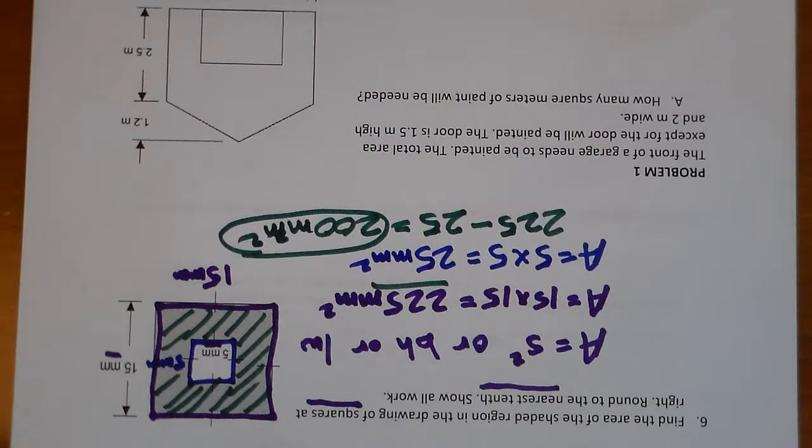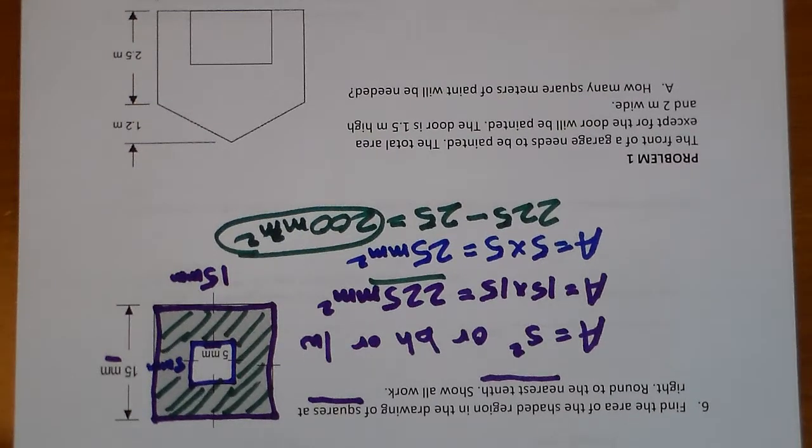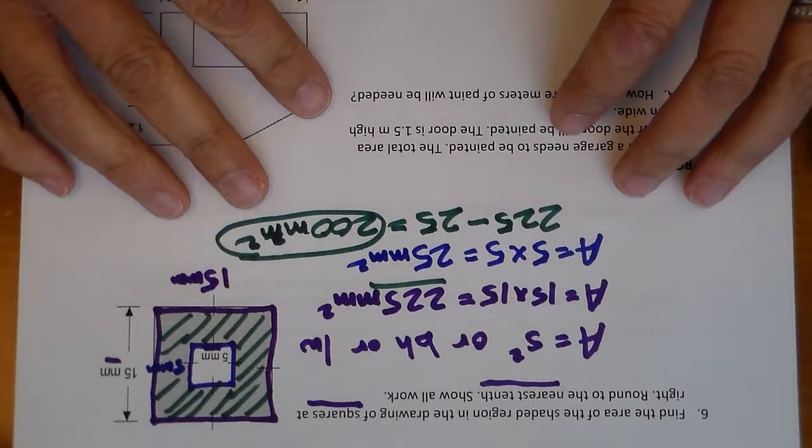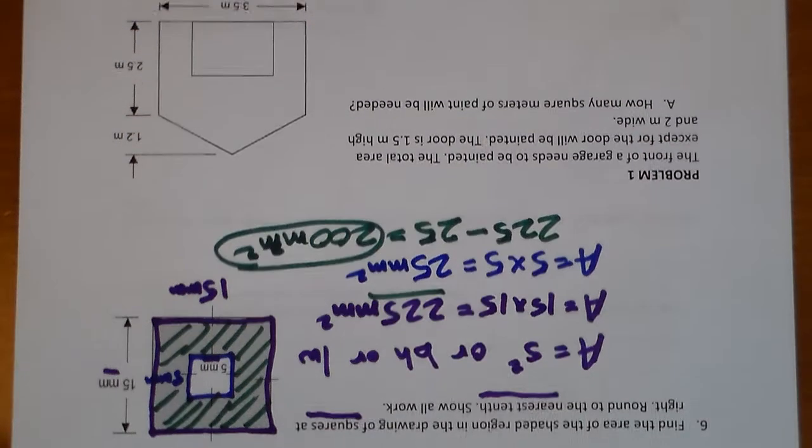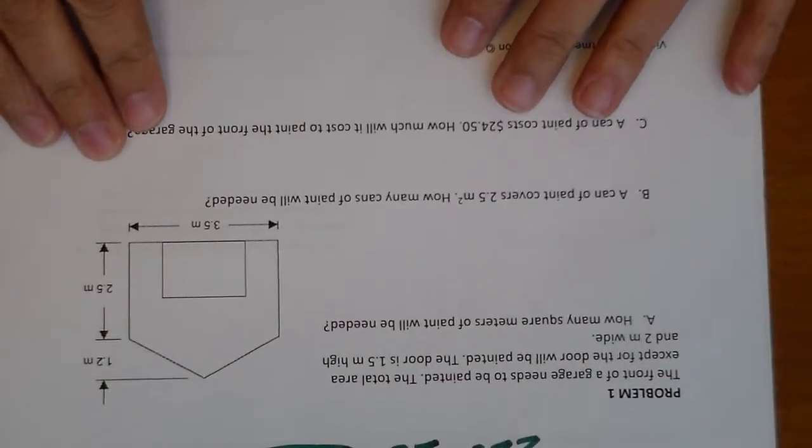So that's one way we can use composites. Remember, composite means you're combining it. It's a composition. A composite means that you've got more than one type. So now let's look at the next one.